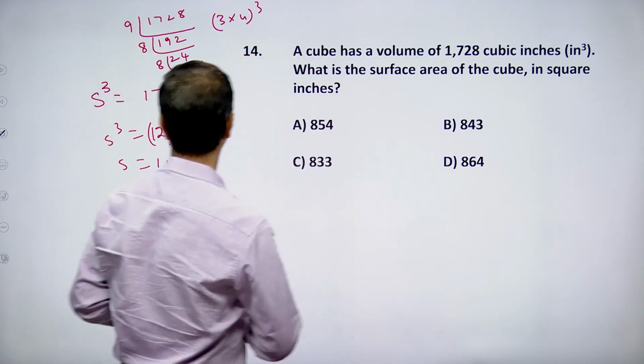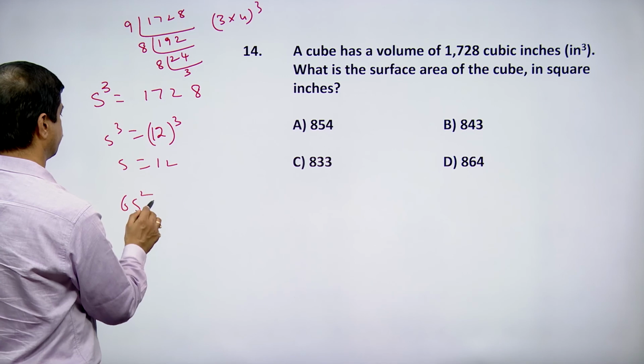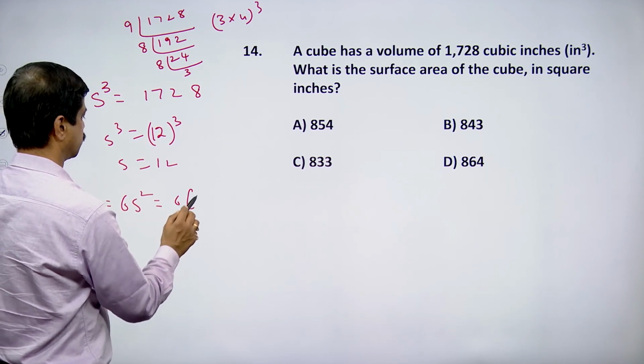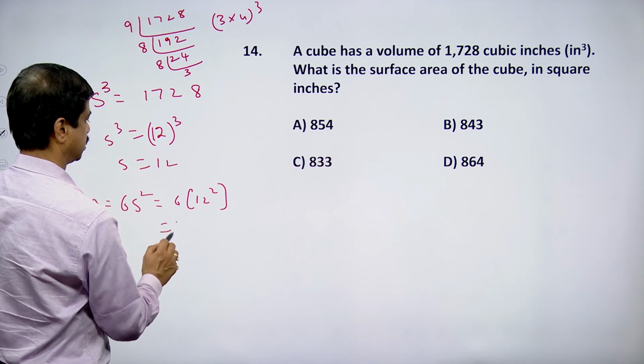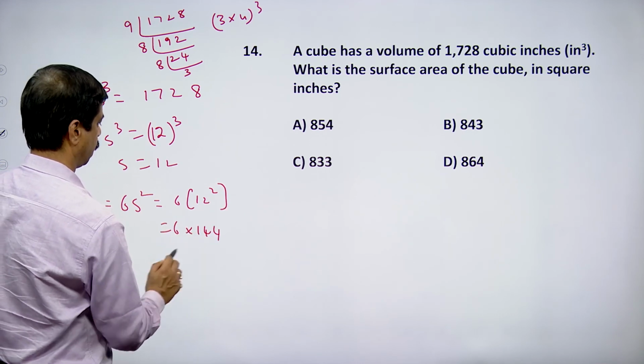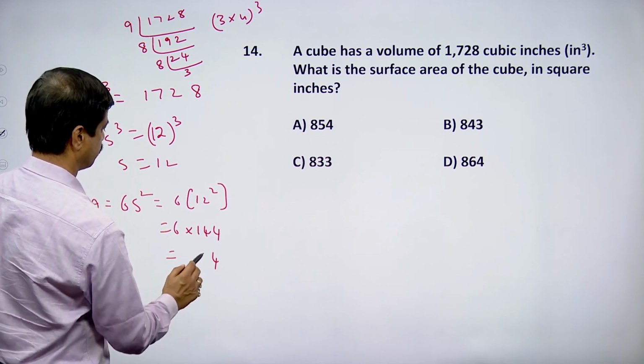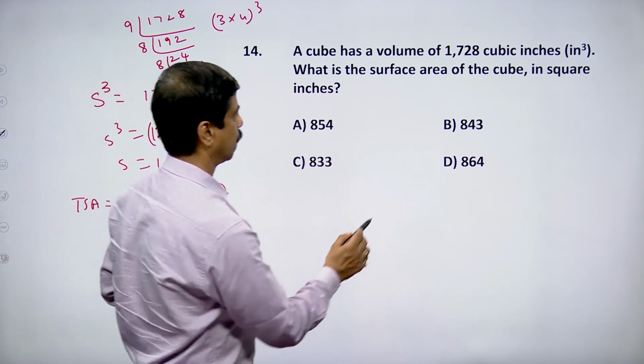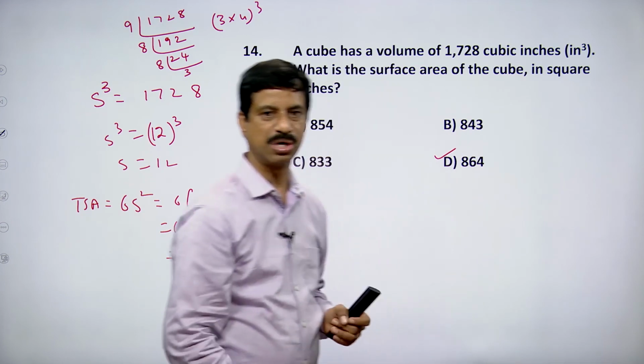So what is the total surface area? 6s square, TSA. 6 into s square is 6 into 12 square, so that is 6 into 144, which is 864. Option D. Right, children, please note it fast, quick.